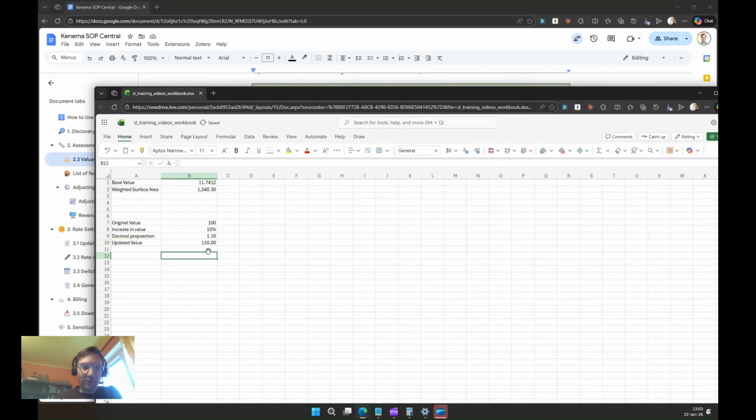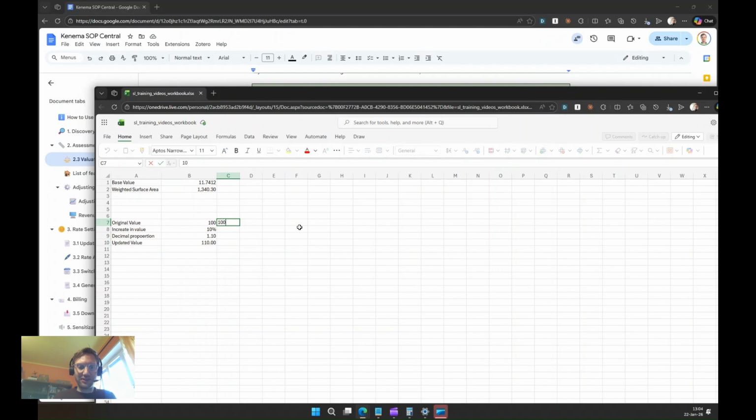And that 110 is the equivalent of the original value with an additional 10%. So if we take the original value and we increase it by 10%, we get the updated value, which is 110. And the way we do that mathematically is take the original value, multiply it by the decimal proportion, and we get the updated value.